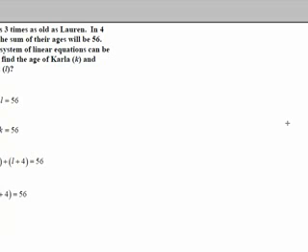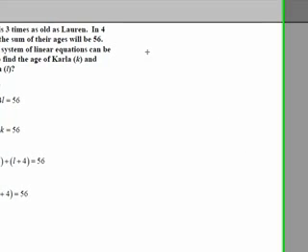Question number 8. Carla is 3 times as old as Lauren. In 4 years, the sum of their ages will be 56. Which system of equations can be used to find the age of Carla K and Lauren L? So once again, let's read the problem one more time to make sure you understand it. Carla is 3 times as old as Lauren.